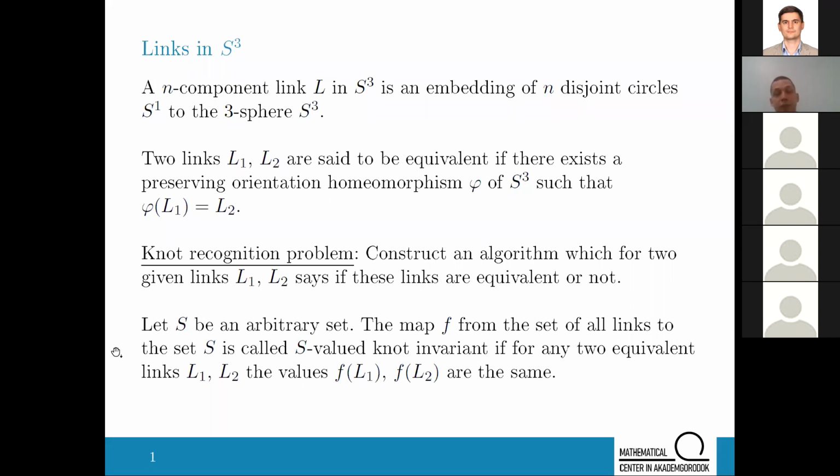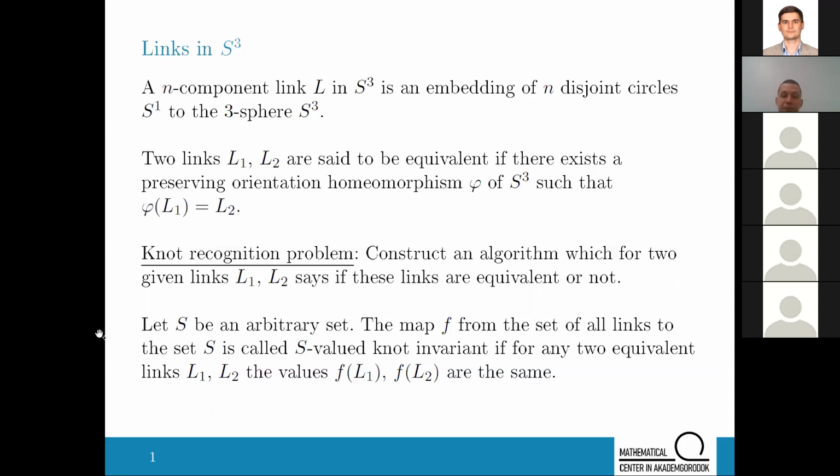So let me give a definition of an invariant. Let S be an arbitrary set, then a map F from the set of all links to this fixed set S is called an S-valued knot invariant or link invariant if for any two equivalent links the values of this map F on these links are the same. So the map is called an invariant if the values on equivalent links are the same. And here I want to underline that this word "the same" is really connected with the set S. If S is the set of integers, then the same means equal. If S is the set of groups, then this word means isomorphic. So the same is really something which is about elements of S.